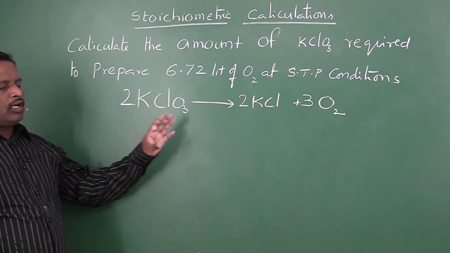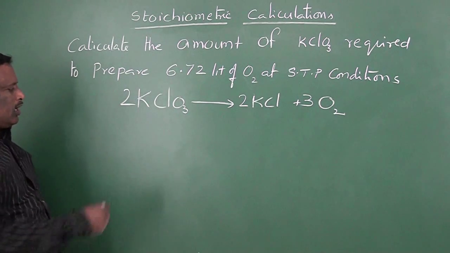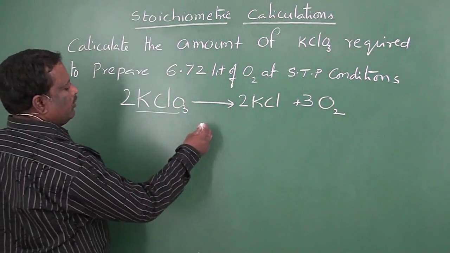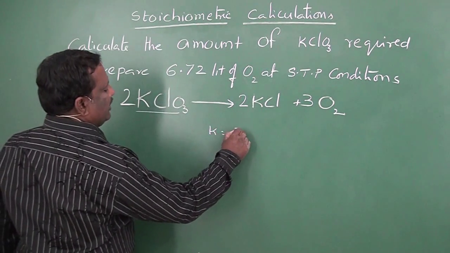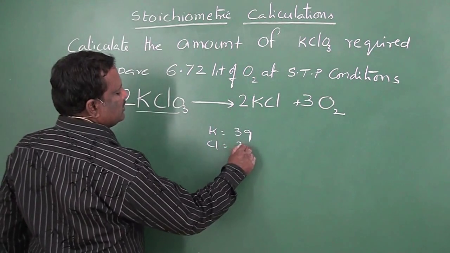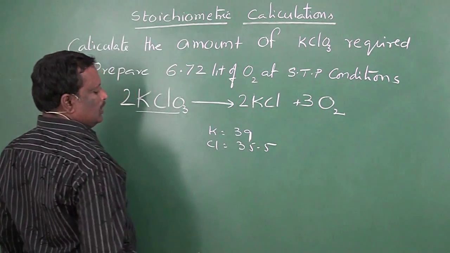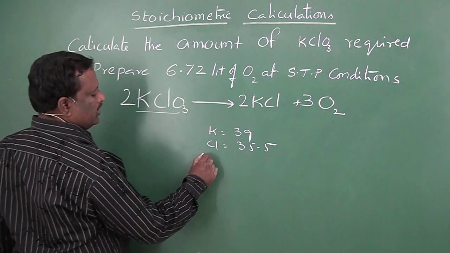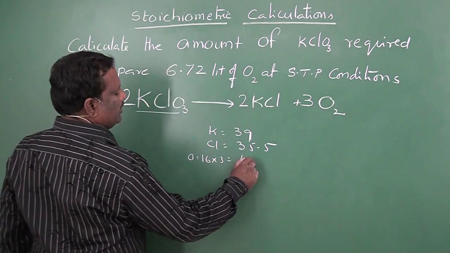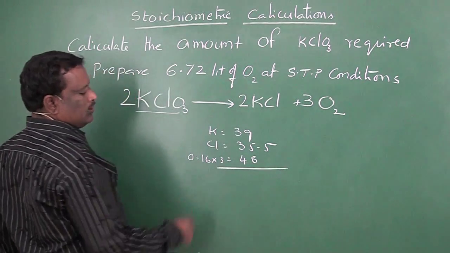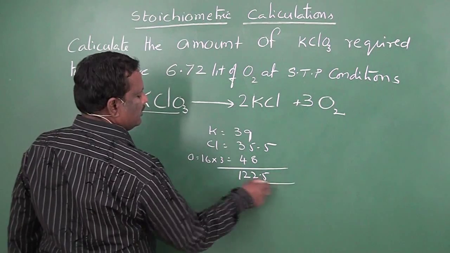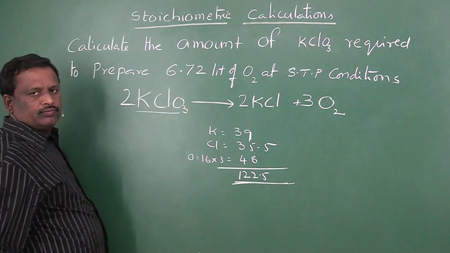Now if you apply the molecular weights, we have already calculated the molecular weight of KClO3 in the previous problem. For K, atomic weight is 39. For Cl, atomic weight is 35.5. So 3 oxygens are there, so 3 into oxygen atomic weight 16, that is 48. So the total will be 122.5. This is the molecular weight of KClO3.